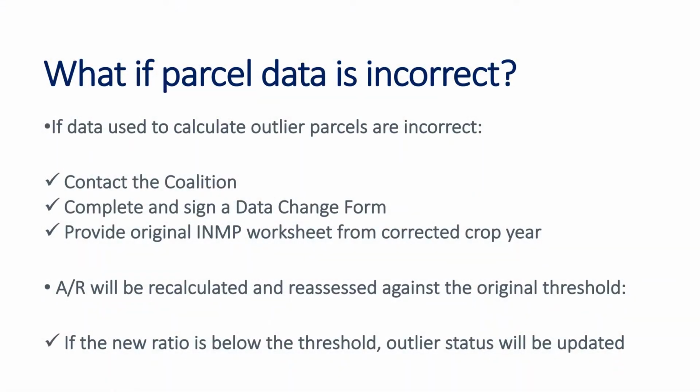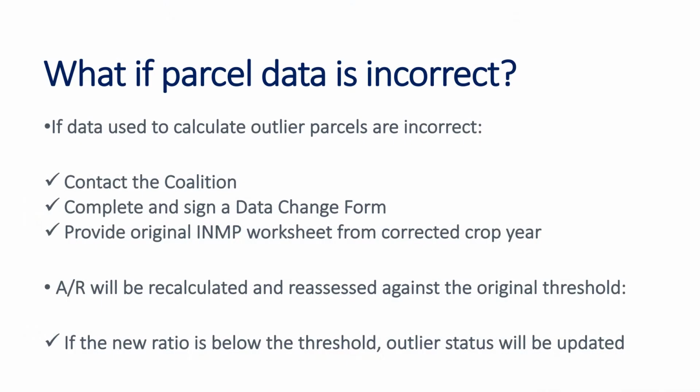The report that we sent you that identified those parcels as outliers may have incorrect information. So what do you do if you see that maybe you reported the wrong number? Well, first off, contact the coalition. Give us a call, send us an email, and we will look at the records, and you can send a modified crop report, irrigation and nitrogen management plan. We'll have a little document that you sign, a change form, that will allow us to change that information in your report. And then what we would ask you to do is provide us your original worksheet from the corrected year, and then we'll have your new corrected form on file if there's ever a question.